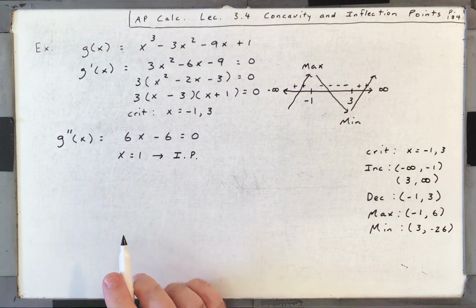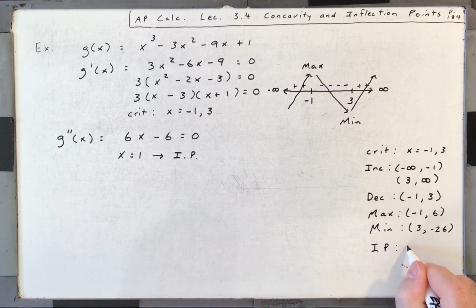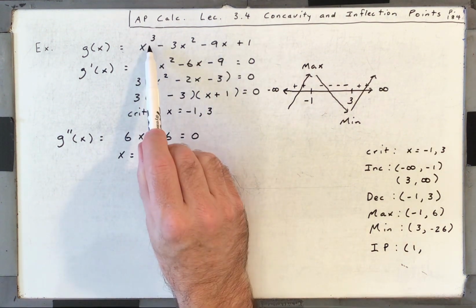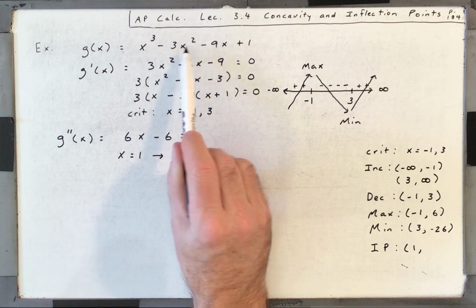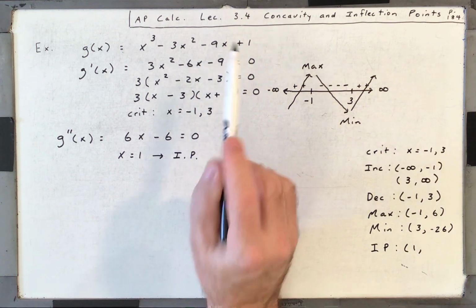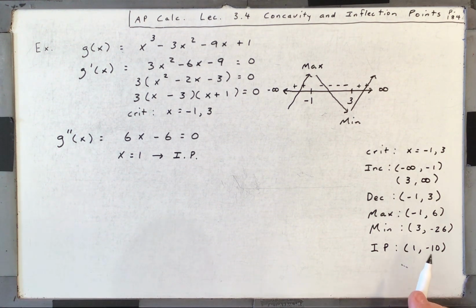All right, so our inflection point, I'm going to go ahead and write that down. It's at 1, and then we're going to plug 1 back into the original equation. So that would be 1 minus 3, that's -2, minus 9, that's -11, plus 1 would be -10. So at 1, -10, we have a change in concavity.